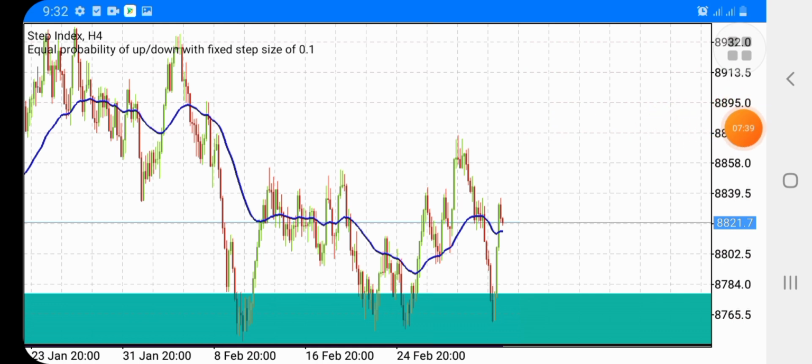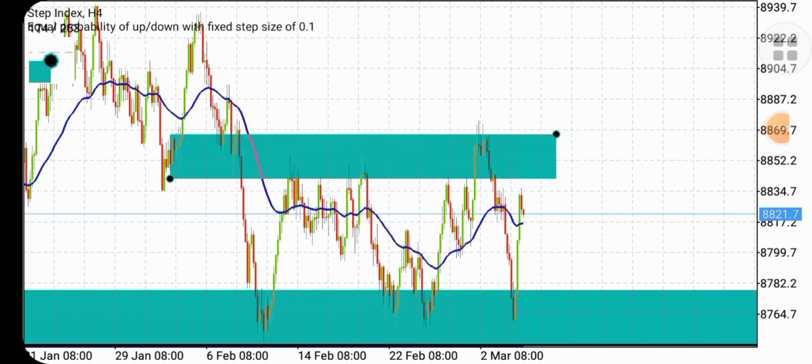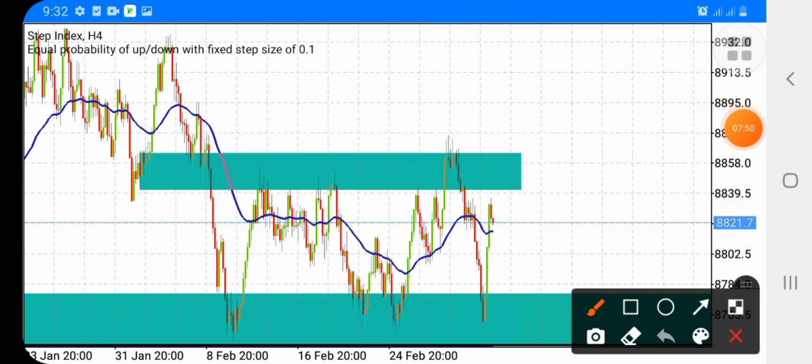At least we already have an intermediate level. This is another level here. So the market has already come to this place, so we should expect the market to come down again, except it breaks out of this level. But right now we are going for a sell on the 4-hour time frame. We are going for a sell.